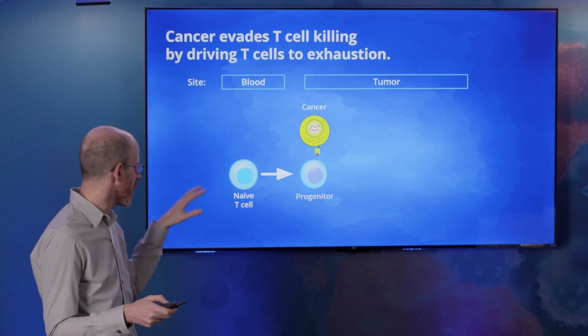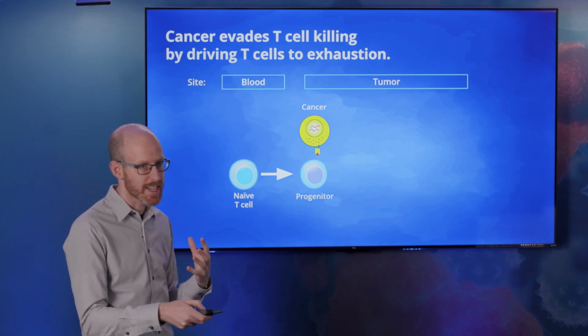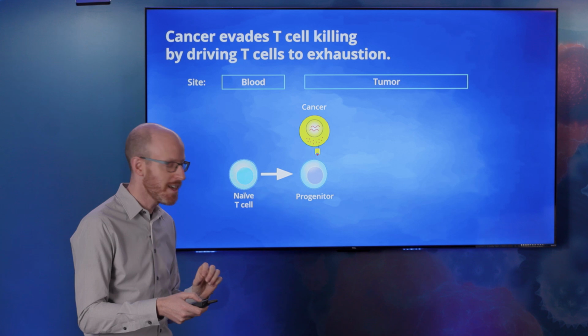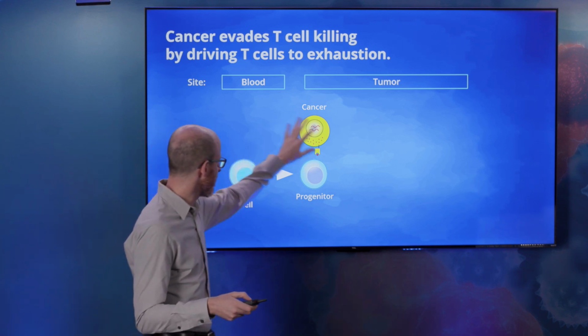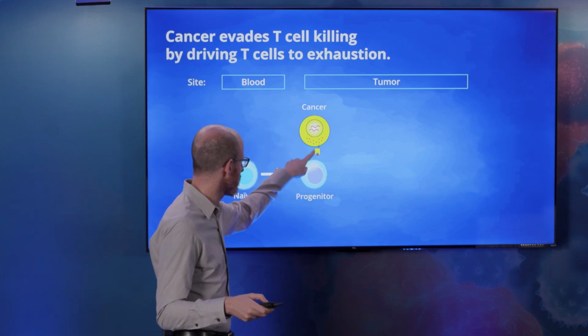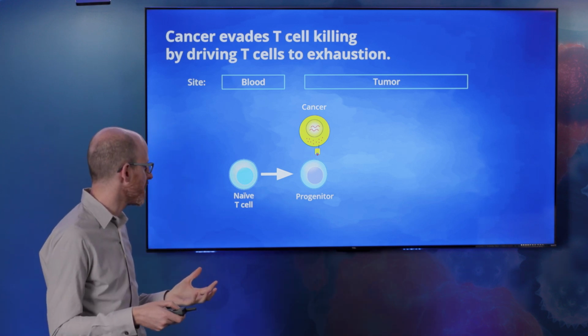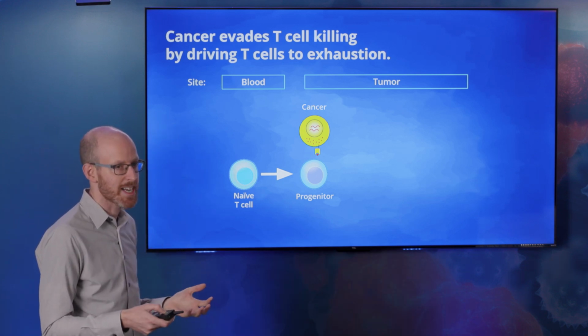And when there's a tumor, the T cells will migrate to the site of the tumor. So for instance, in melanoma, the T cells will migrate to the skin. And these T cells will encounter the cancer cell, which is displaying on its surface this non-self antigen, and they will enter what's called the progenitor state as they become activated.